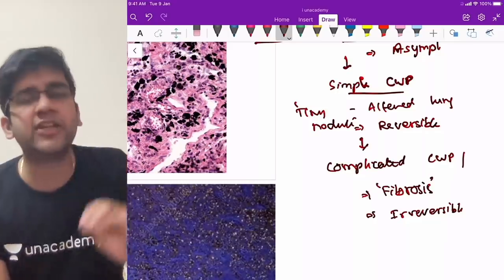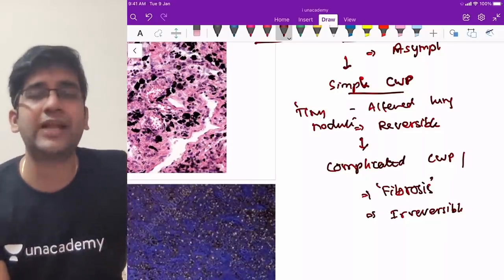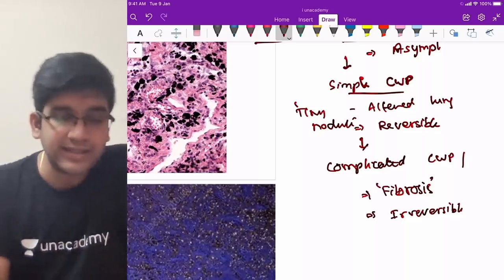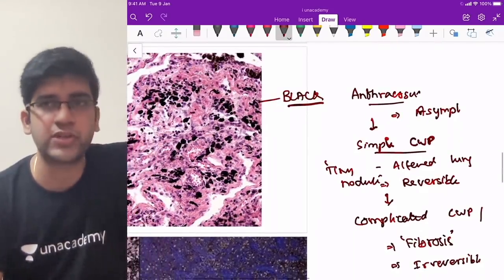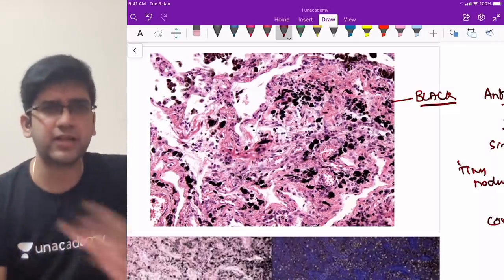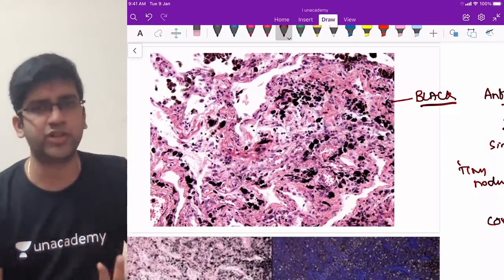Even if he stopped working in the coal mining industry, still the person will end up in lung failure, will lose his life because of lung failure only, right? Because of pulmonary failure. These are three stages of coal workers pneumoconiosis. The diagnosis is very, very simple. I'm just going to look at the black pigments in the lung. If the black pigments are there, like this image, it's definitely coal workers pneumoconiosis, right?